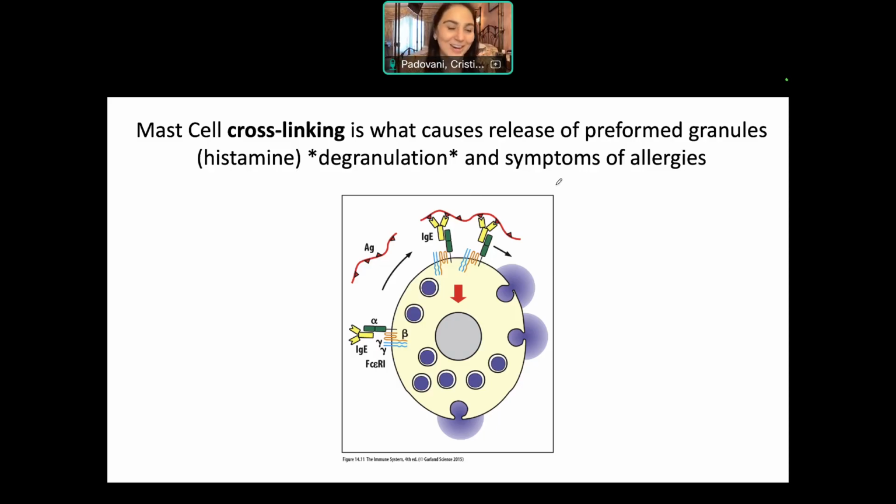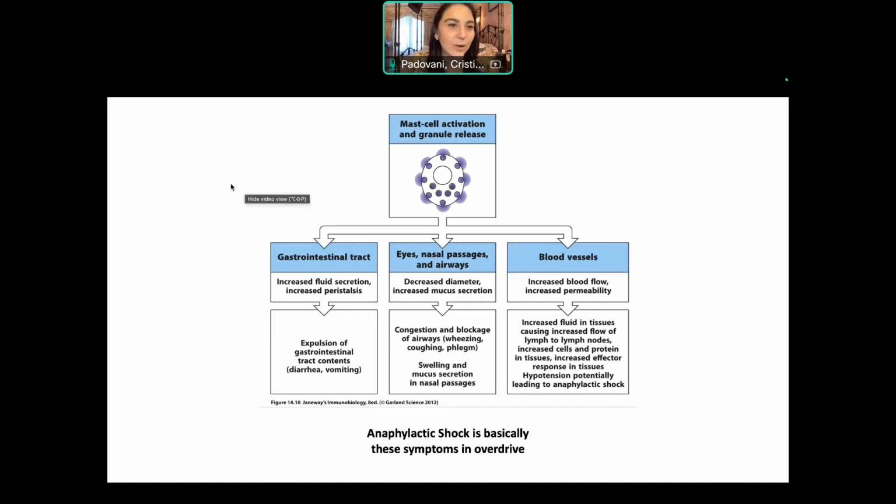So what I'm experiencing right now, the scratchy throat, the stuffy nose, things like that, because I was outside earlier and pollen's terrible, and I'm very allergic to pollen. So my mast cells, my IgE antibodies specific for pollen, are being cross-linked by pollen, and I'm getting mast cell degranulation with histamine. It just reminded me I should probably take my allergy medicine, which I will do after this. Okay. So mast cell activation and granulocyte release.